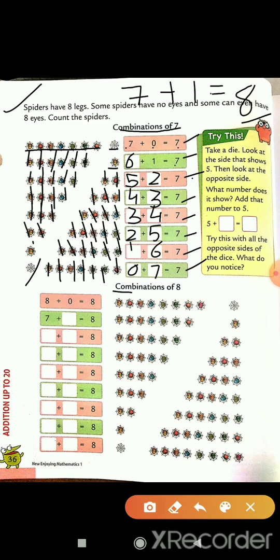Next is combinations of 8. Now in the same way, you have to count the number of spiders and write here in the boxes. So this is your homework. You have to do this in your textbook only. Got it, students?